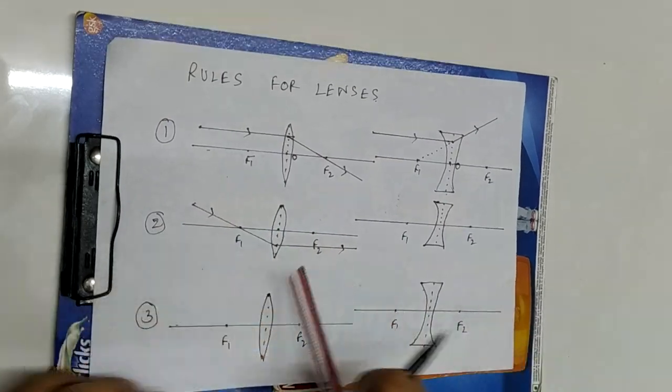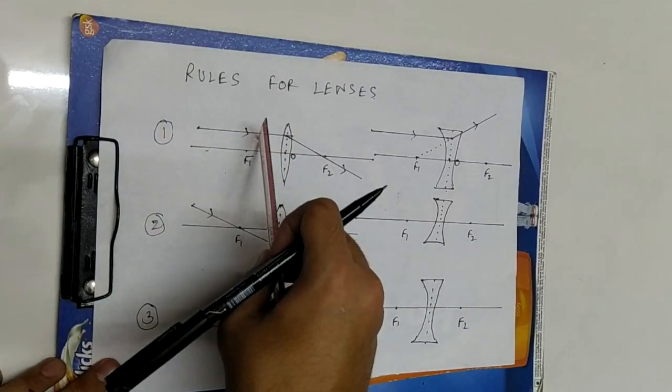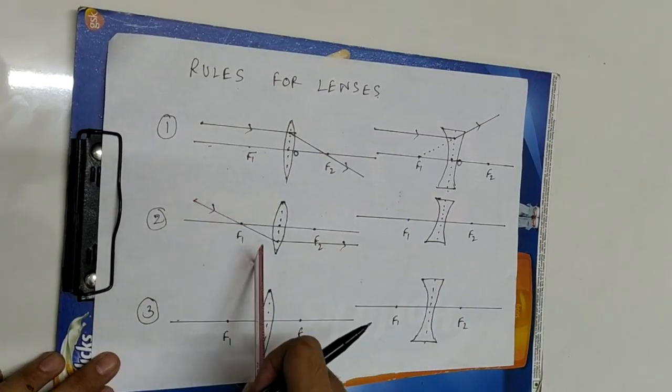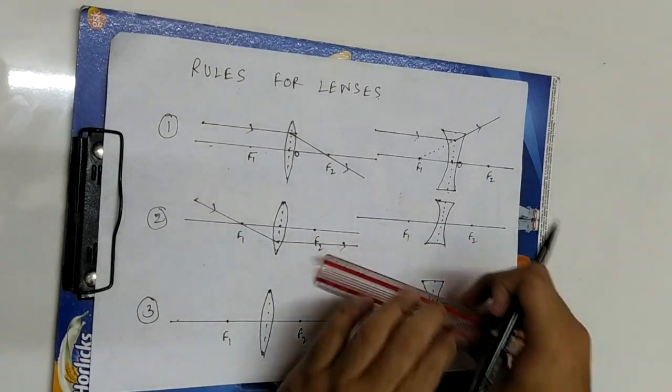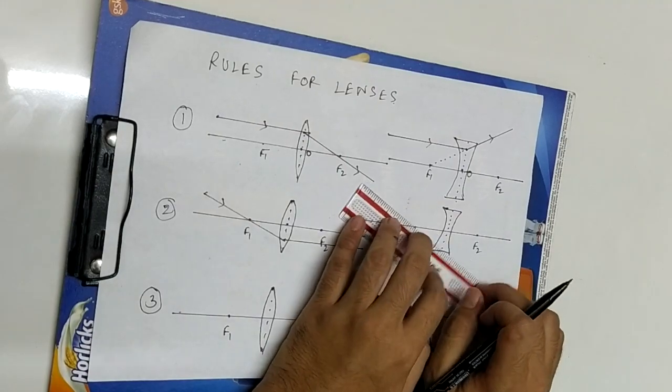There is nothing much to remember. These two are always common. Parallel to the principal axis, passes to the focus. Passing through the focus becomes parallel to the principal axis. Here also, can you guess what it will be?